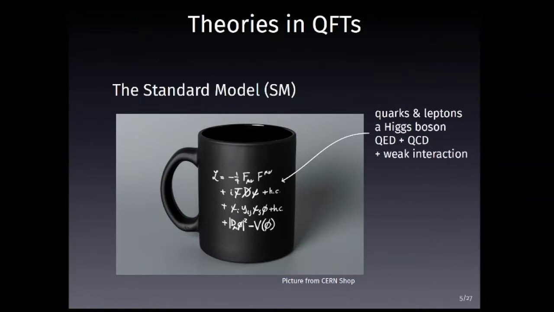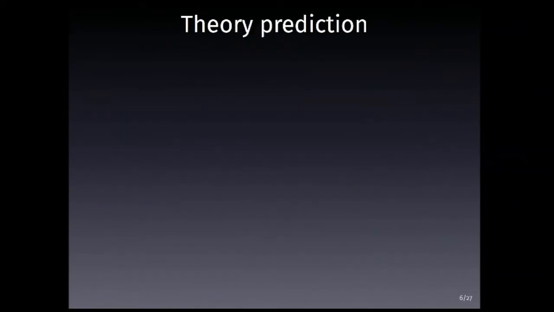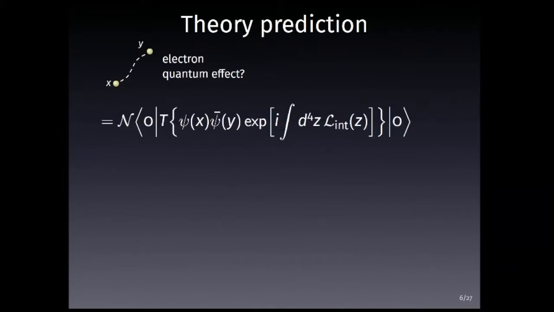The next thing is theory prediction. You want to make some theory prediction and compare it with the experimental data to see whether or not your theory is realized in nature. Just as an example, I want to consider some amplitude, some kind of probability, of an electron propagating from one point to another point, which may have some quantum effect. The textbook of quantum field theory says you can just write down this quantity by some formula. And the point is that here is the input, the Lagrangian for your theory. So what you need is to actually compute this object.